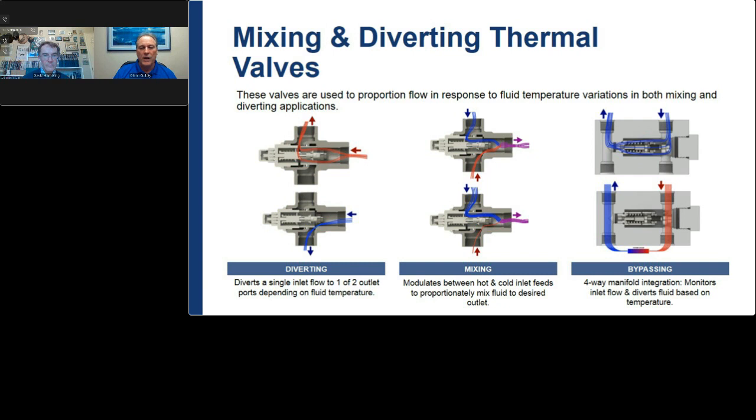On the far right, that's a thermal bypass valve. It's sort of like the first diverting example that I showed. The only difference is this one was specially made for a certain customer for a mobile defense vehicle, and it was using a hydraulic circuit that was up around 7,000 PSI.